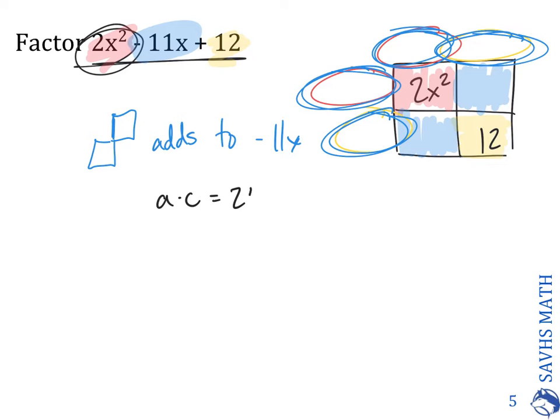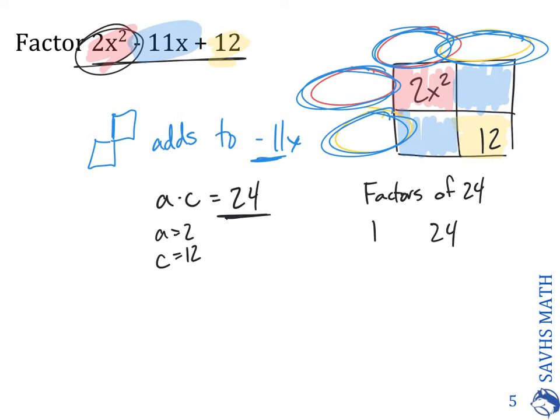AC is 24, because A is 2 and C is 12. So I'm trying to find numbers that multiply to 24 and add to negative 11. So let's write out the factors of 24. I could have 1 and 24. I could have 2 and 12. I could have 3 and 8. I could have 4 and 6, and then back down.